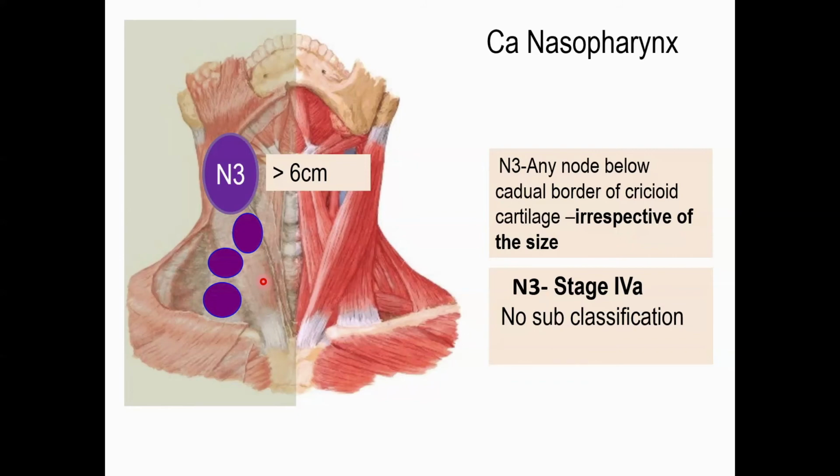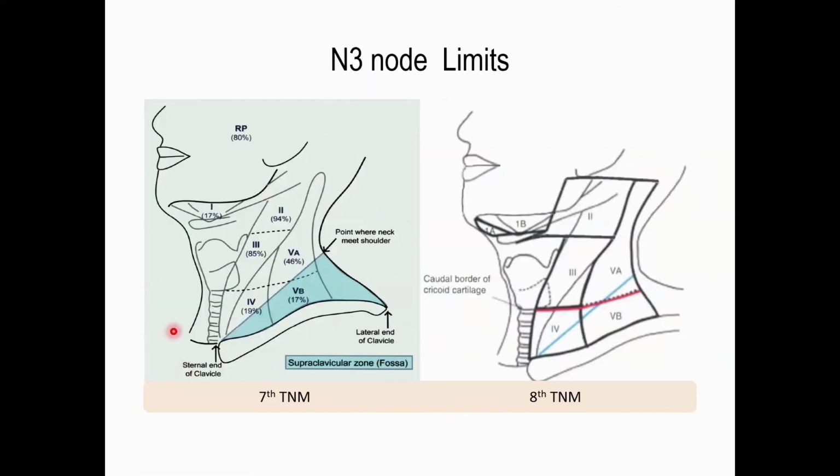Any node below that automatically becomes an N3 node. That is a slight difference between the 7th classification TNM and the 8th TNM. In the 7th TNM, any node involving the supraclavicular fossa was considered an N3 node.